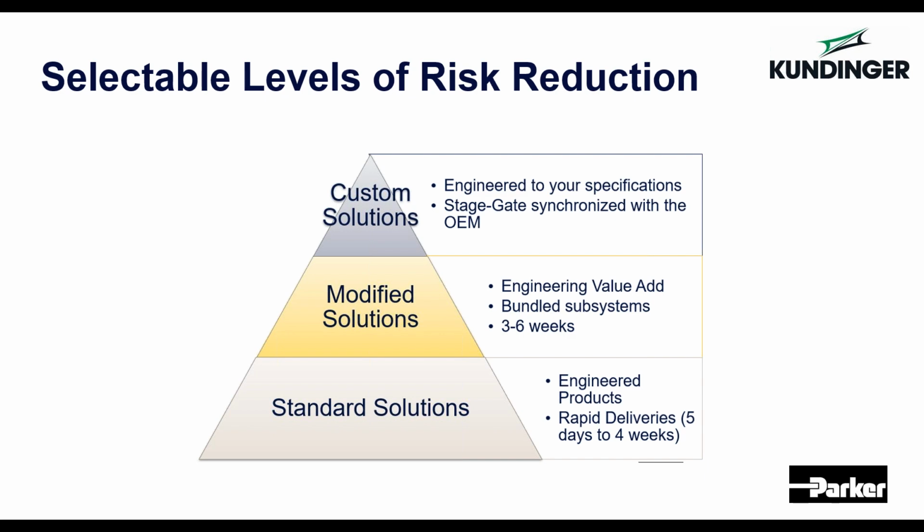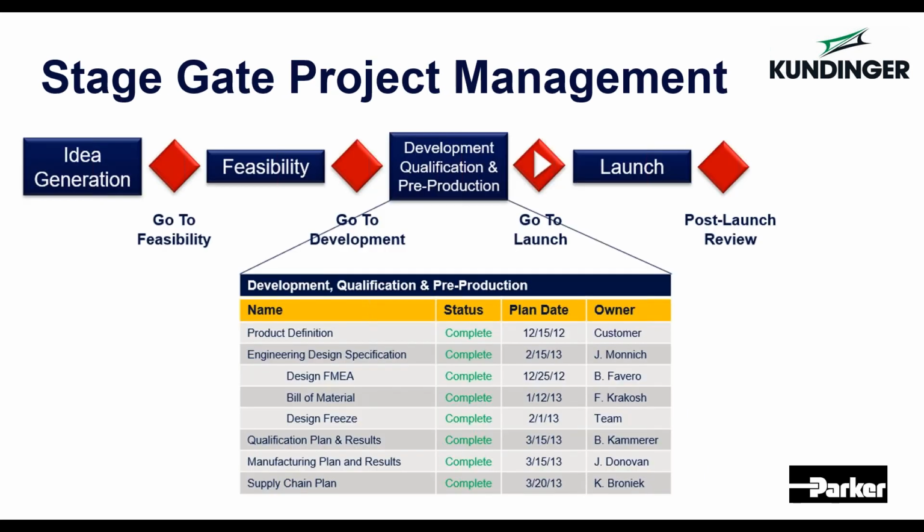We also offer modified solutions, so engineering value add, bundled subsystems. If we're putting together a multi-axis system, we're able to put all of those units together with all the mounting brackets, any kind of motors and controls as well. We're able to do those in the 3 to 6 week range, and we go as far as complete custom solutions, engineered to OEM specifications utilizing a stage gate process I'll talk about in a second that's fully synchronized with the OEM.